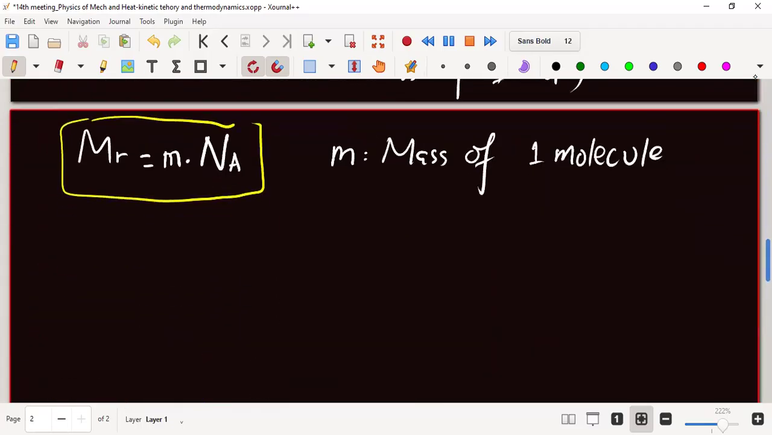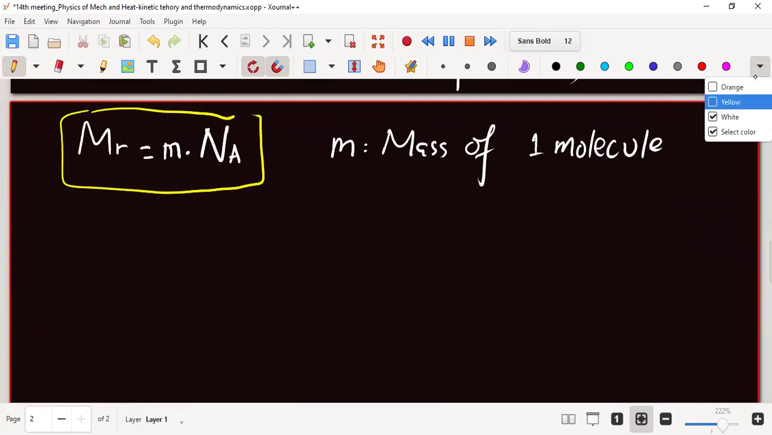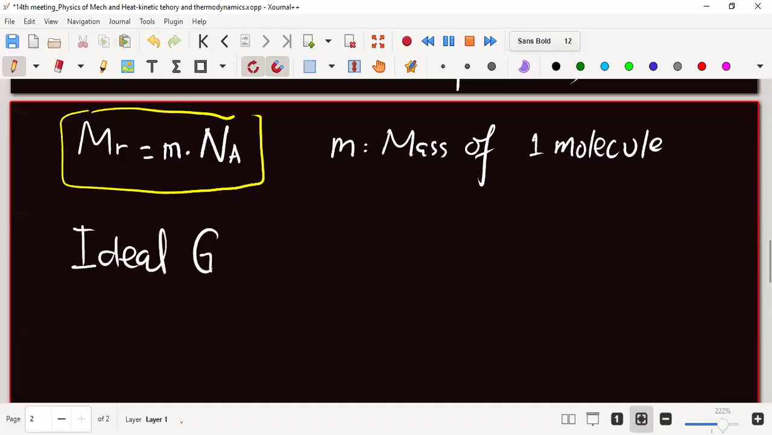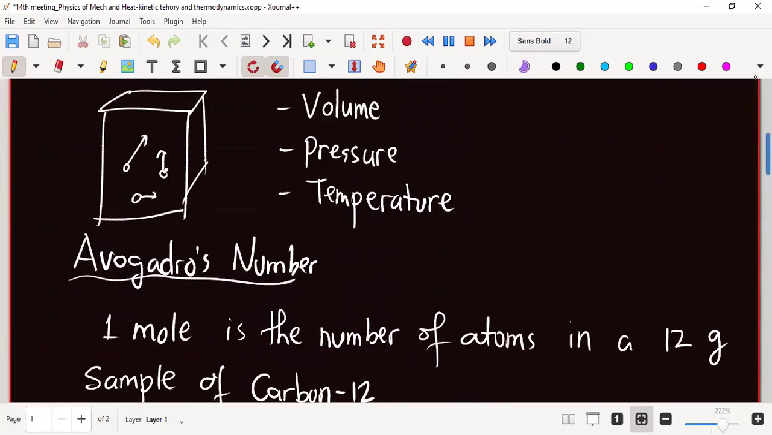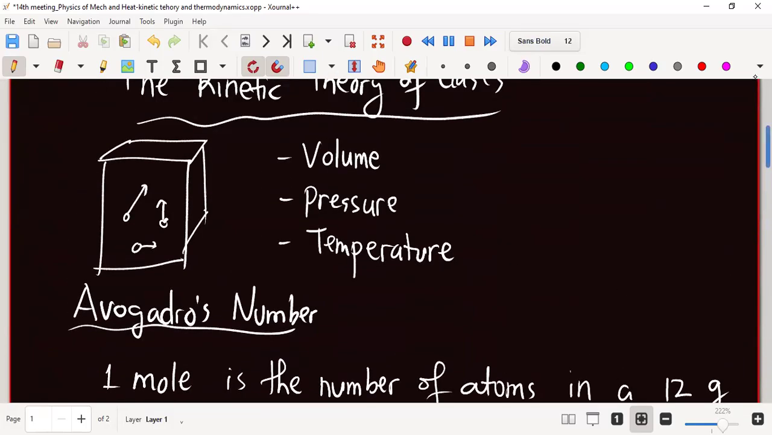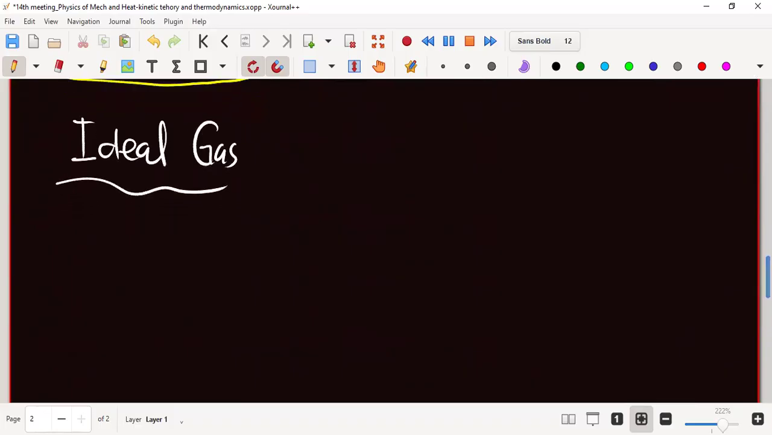Okay, in ideal gas, we have already discussed the ideal gas. For the ideal gas, we get the ideal gas law, the relation of pressure, volume, and temperature. So for these properties, volume, pressure, and temperature in an ideal gas, the formula is PV equals nRT. This is the law of ideal gas, or the ideal gas law.